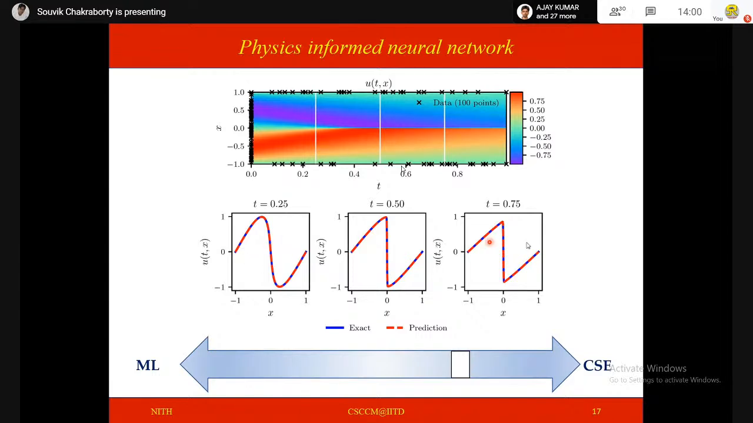So what I have shown here, these three curves are showing the comparison between the exact result and the prediction using the neural network. And you see, the neural network is giving you almost 0 error, and for all the time steps. Now, this problem is a one-dimensional problem, so it may seem that it is very easy to solve, but just try to solve this problem using finite element.